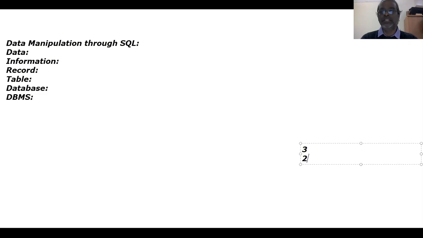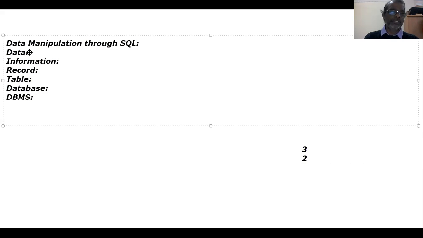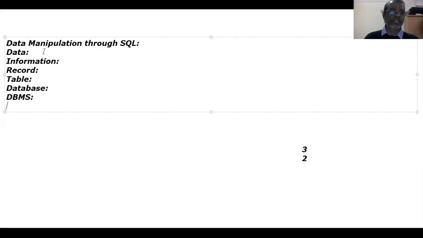So this is called data. This number 3 and number 2 are called data. So data is nothing but a number or word without any meaning. These 3 and 2 are meaningless. That is what is called a number or word without any meaning. That is called data.